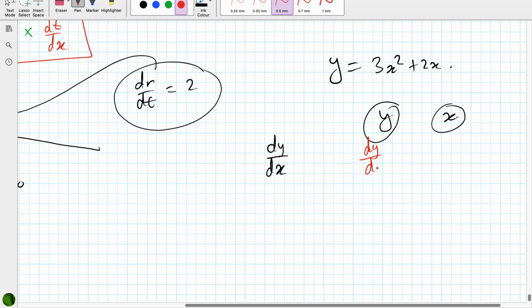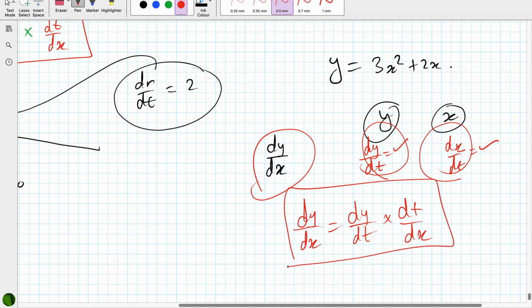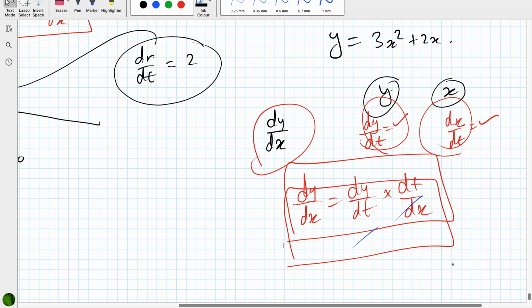So dy by dt, we introduced the third variable: with respect to time, if y is changing at some rate, x would be changing at another rate. The equation connecting these three is dy by dx equals dy by dt times dt by dx. Left hand side should be equal to right hand side. You don't have to memorize this. Just understand the rate of change of y and x on one side is equal to dy by dx on the other side.